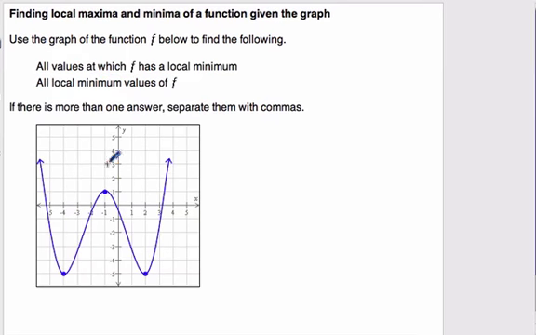Let's look at one more example. Okay, so this one, you've got to be careful. This is all the values at which f has a local minimum, and this says all the local minimum values of f. Okay, so the minimum values are these 2 points here, and they're both occurring at -5. So we're going to put a -5 here, and then the values at which f has these local minimums are -4 and 2.